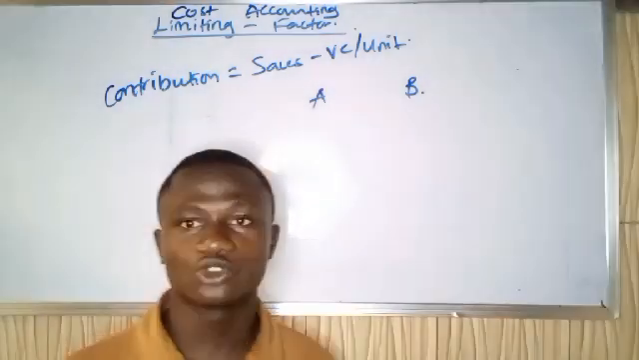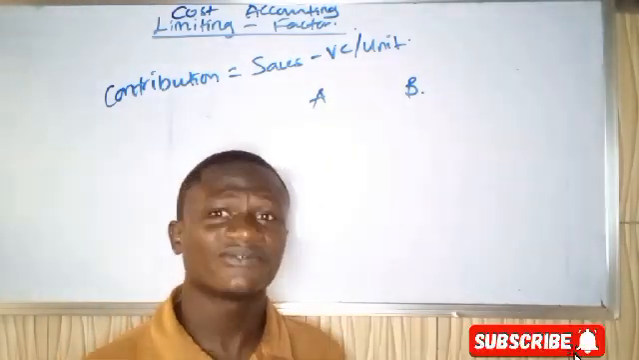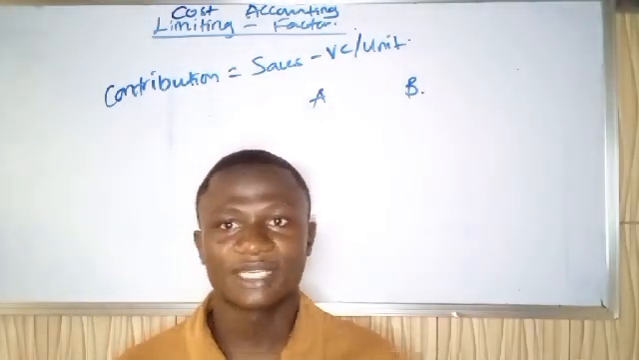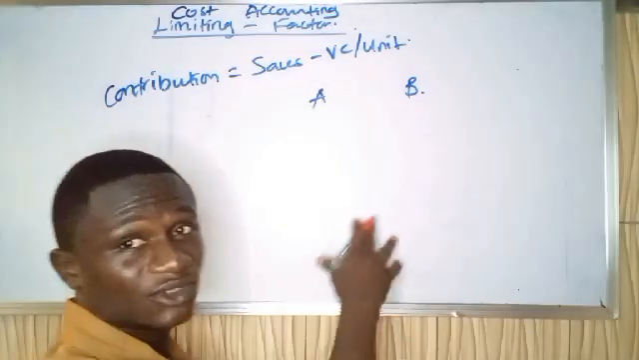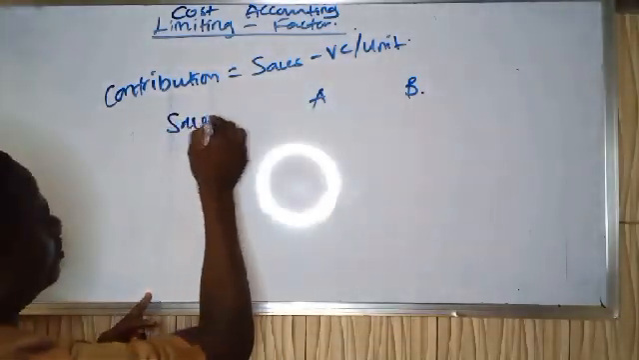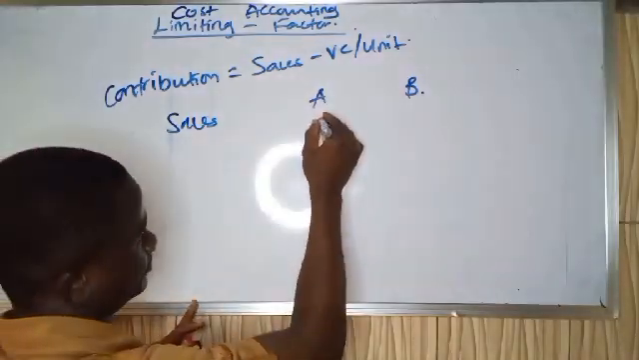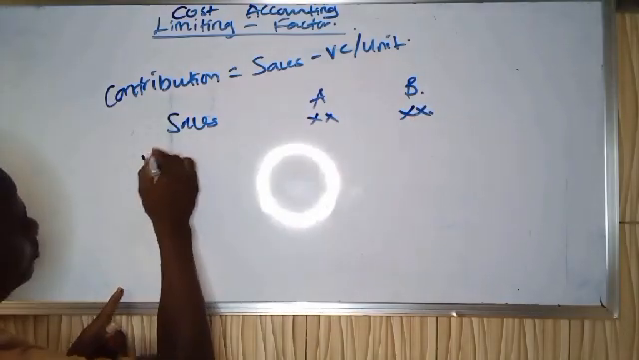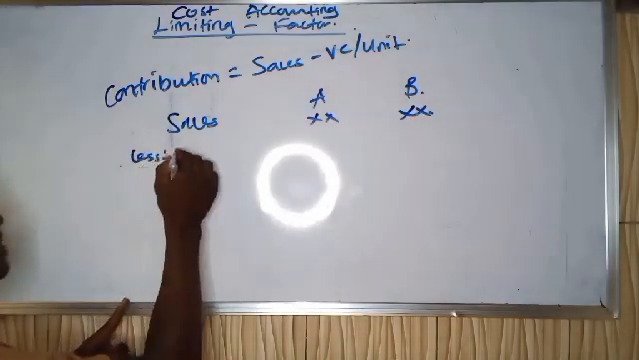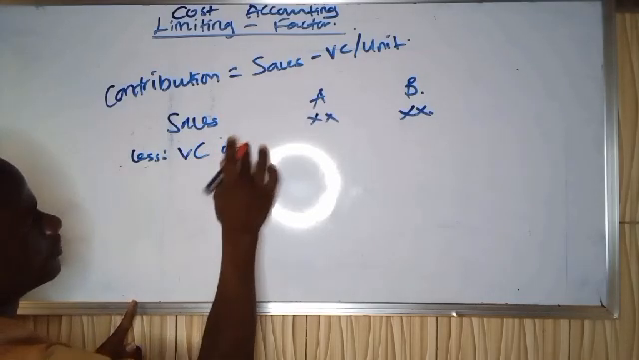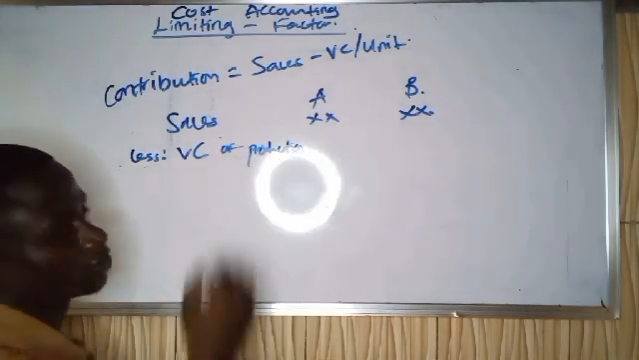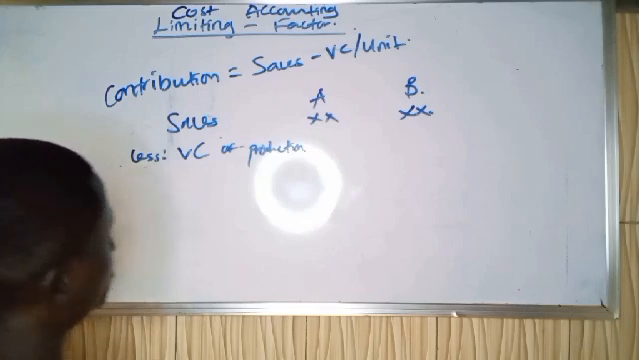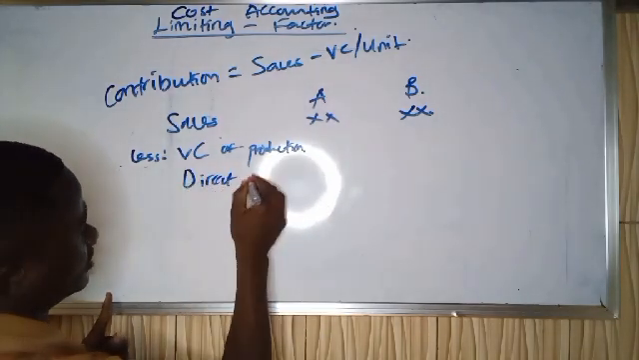So what is required of me if I want to solve questions on limiting factor? The first thing required of me is to calculate the contribution that I'm getting from each product. So how am I going to do that? Let's say, for example, this is how the format looks. You have your sales, the selling price per unit for A, let's say it is this. Selling price for B, it is this. Then we will subtract, we will less our variable costs of production. So that's the first thing: you get the selling price for each, then your variable costs of production. Let's say we have direct materials.